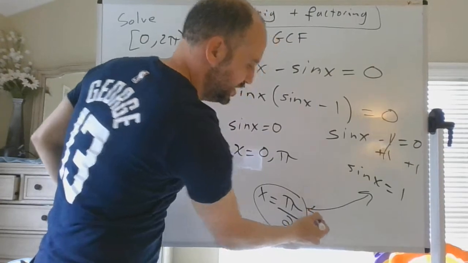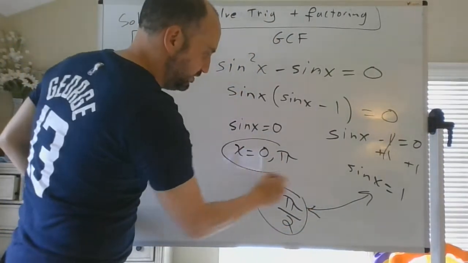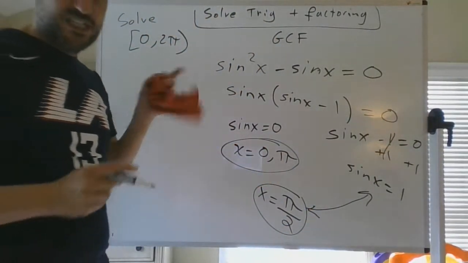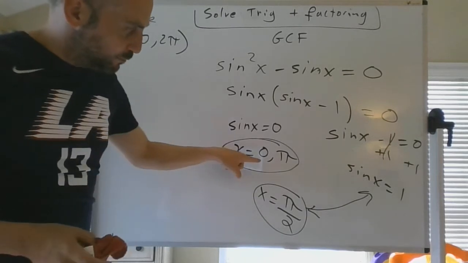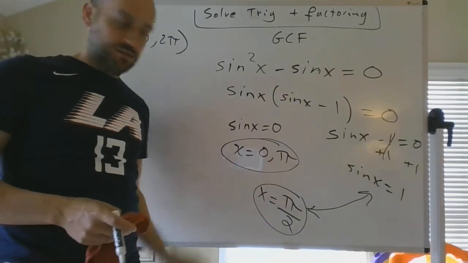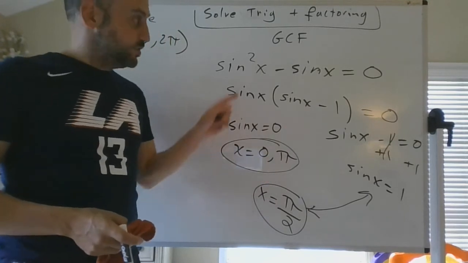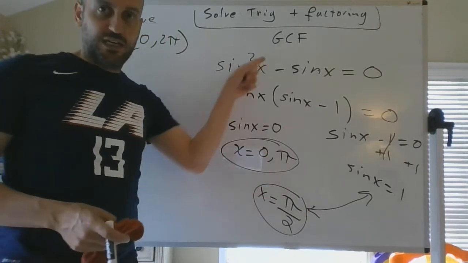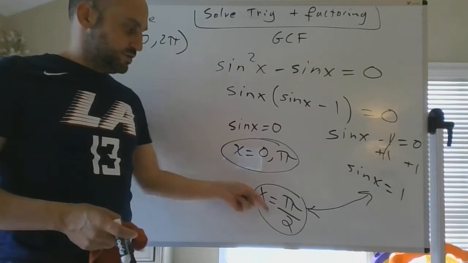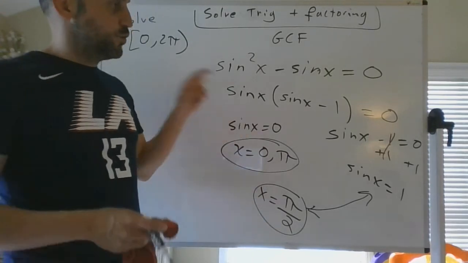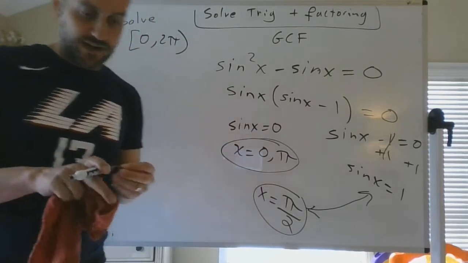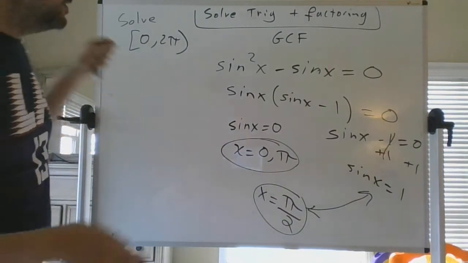Pi over 2. So, by solving this by factoring, GCF factoring, we were able to get 1, 2, 3 solutions: 0, pi over 2, and pi. As opposed to not factoring it and just solving it algebraically like that, you'll notice you'd only get one solution. So this is the correct way of doing it. It's called GCF factoring. Okay, let's move on to a different type of problem.